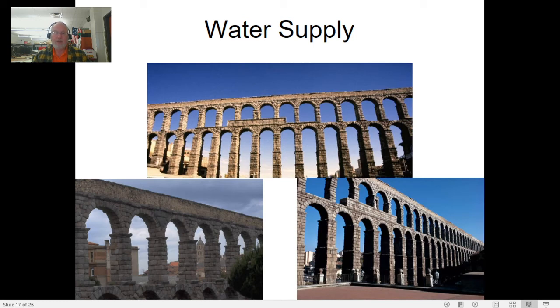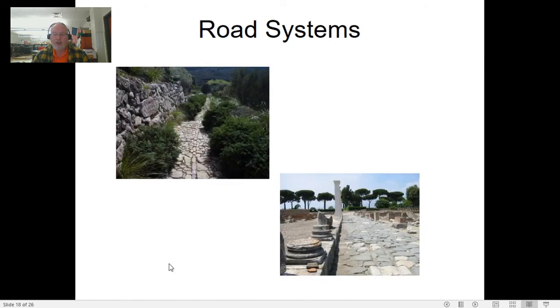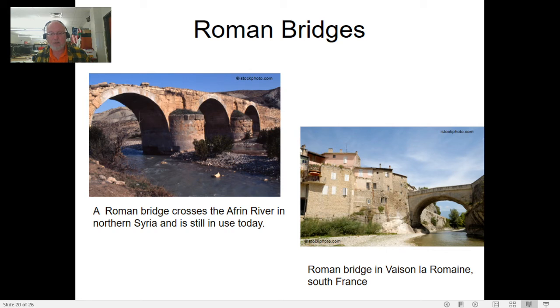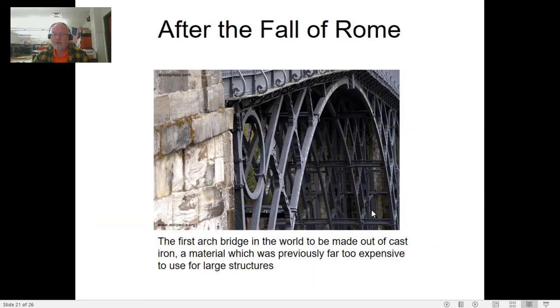Water supplies. These are aqueducts, bringing water into the ancient Greek cities. There are road systems in these cities also. Take a look at the cobblestone roads. These are ancient roads that still exist today. Early bridge designs also. And then we have this Roman bridge. It goes across the Afrin River in northern Syria, and they still use it today. Well, it certainly doesn't look too good. Here is another one in southern France.